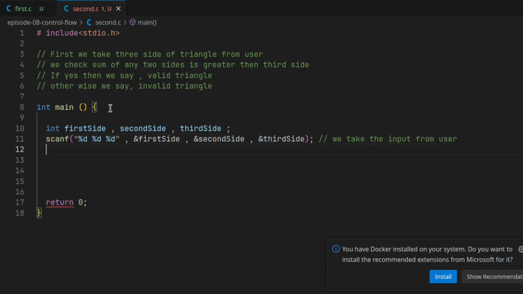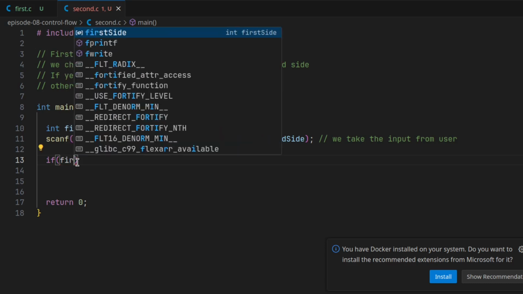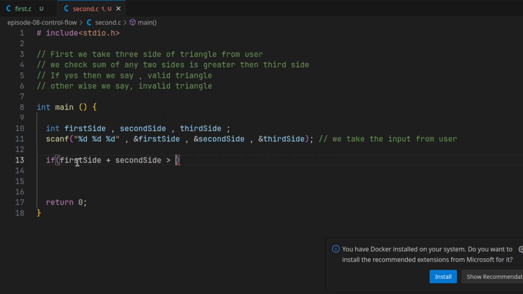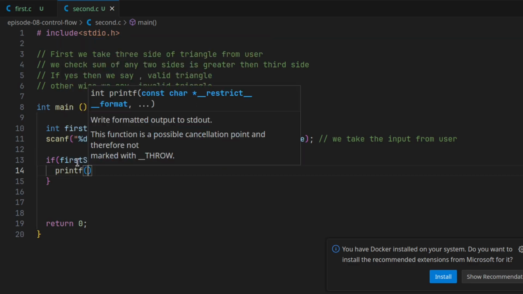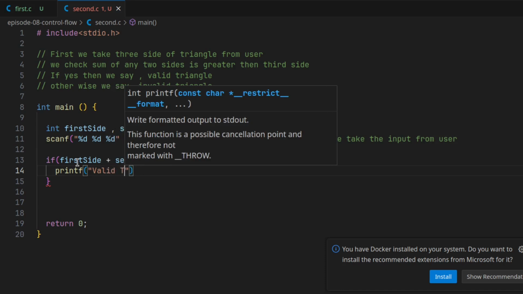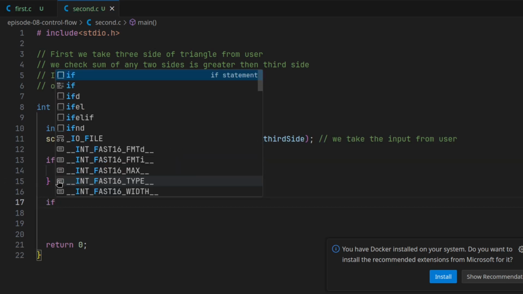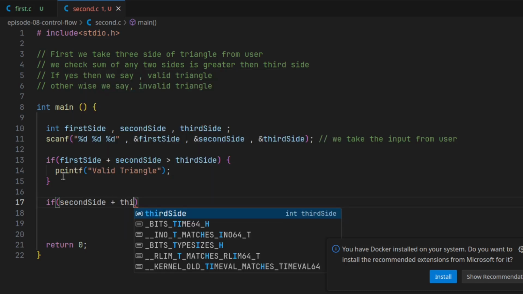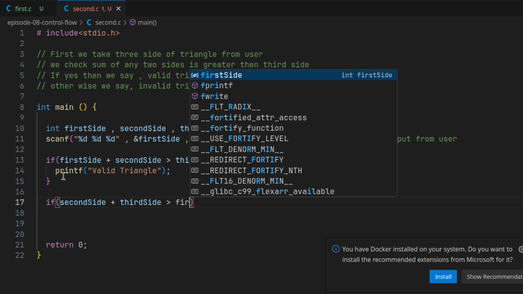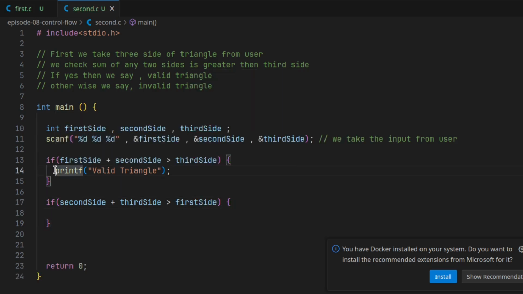And what we do next, we check whether the sum of 2 numbers is greater than the third side or not. Okay, then how to check? Whenever we check the condition, if first side plus second side, the sum of two sides is greater than the third side, then it's a valid triangle. So printf valid. And if second side plus third side is greater than the first side, then also we say it is a valid triangle.